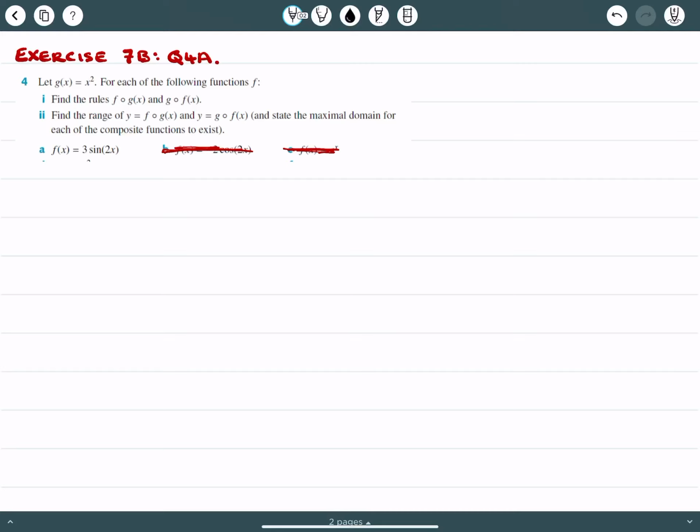Okay, so here we have a problem taken from the textbook. It's a question from 7B, and we're specifically looking at question 4A. This question has to do with composite functions. We're dealing with two functions: g(x) equals x squared, and f(x) equals 3 sine 2x. We're looking to find f of g and g of f respectively, and to state their range and their maximal domain for each of these functions.